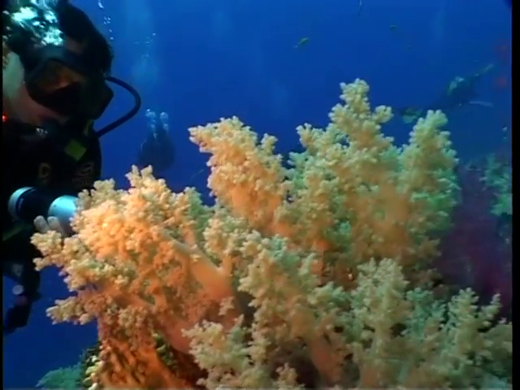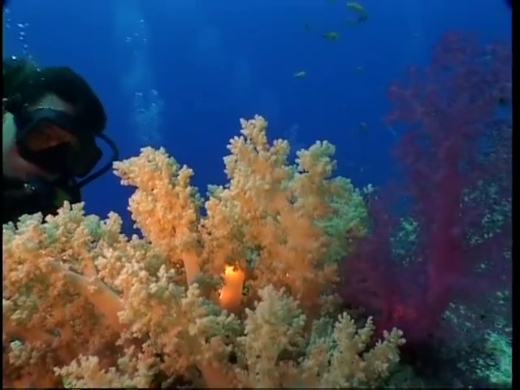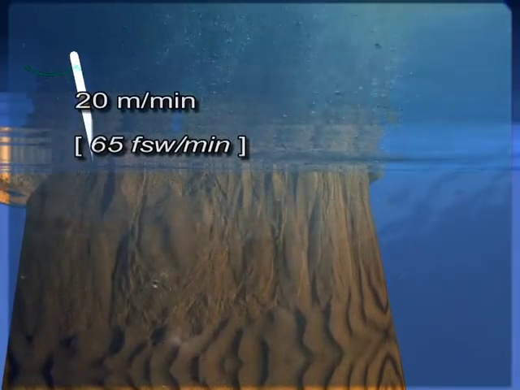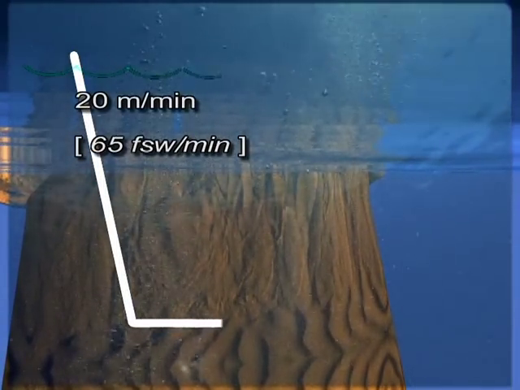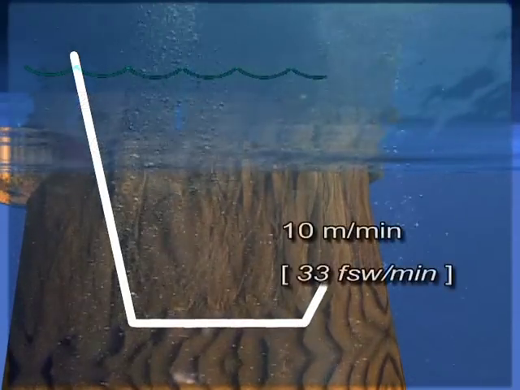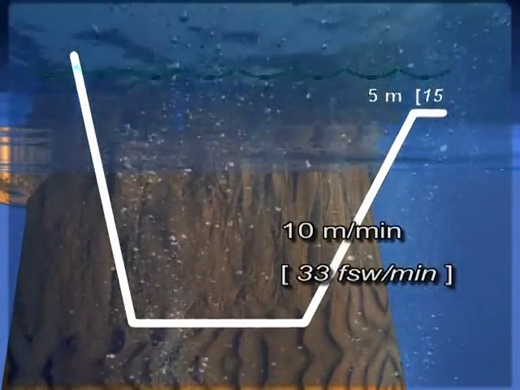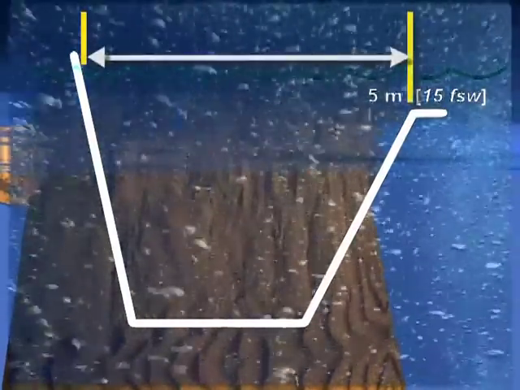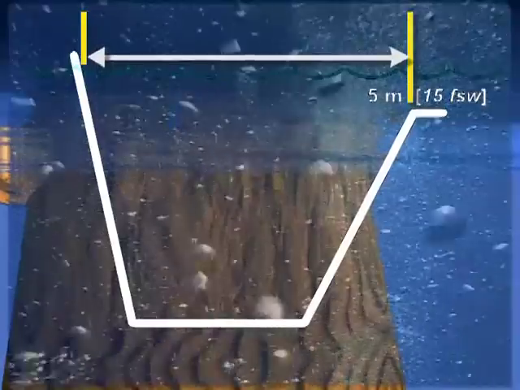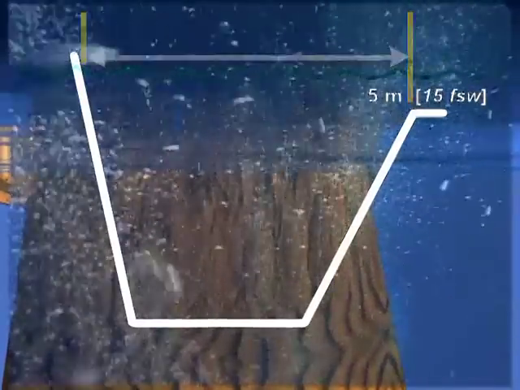It is extremely important to respect the rates of ascent and descent indicated on the tables. When using the PSS dive tables, the rate of descent is 20 meters per minute, 65 feet per minute, and the rate of ascent is 10 meters per minute, 33 feet per minute. The maximum dive time given on the PSS tables includes the time it takes to descend and the ascent up to a depth of 5 meters, 15 feet.